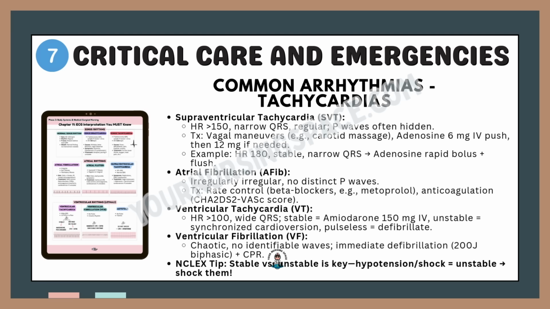If unstable, low blood pressure or chest pain, synchronized cardioversion at 100 joules. But if it's pulseless VT or ventricular fibrillation, that chaotic wavy mess, defibrillate at 200 joules biphasic and start CPR. NCLEX loves this distinction. Stable means drugs, unstable means shock, know it cold.